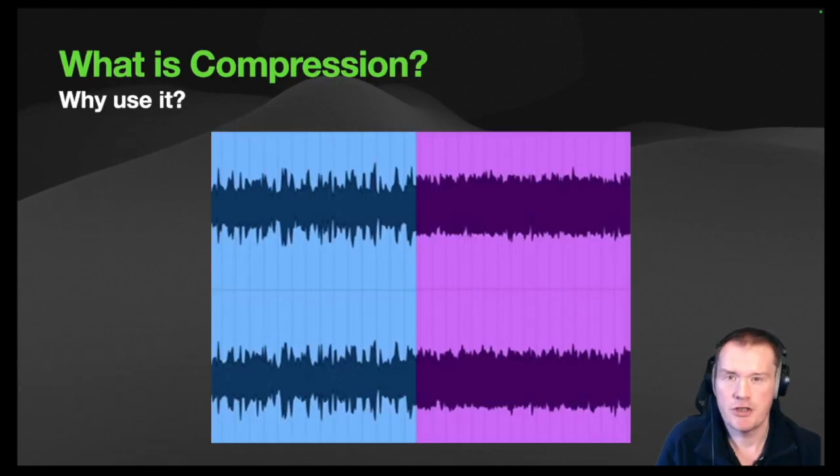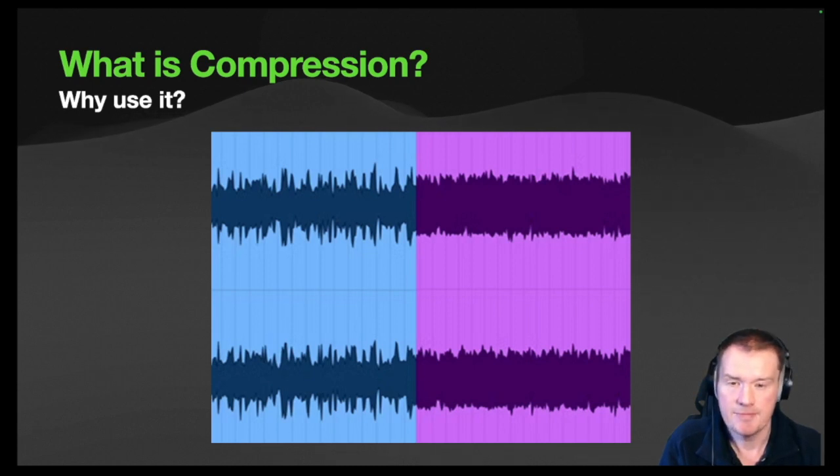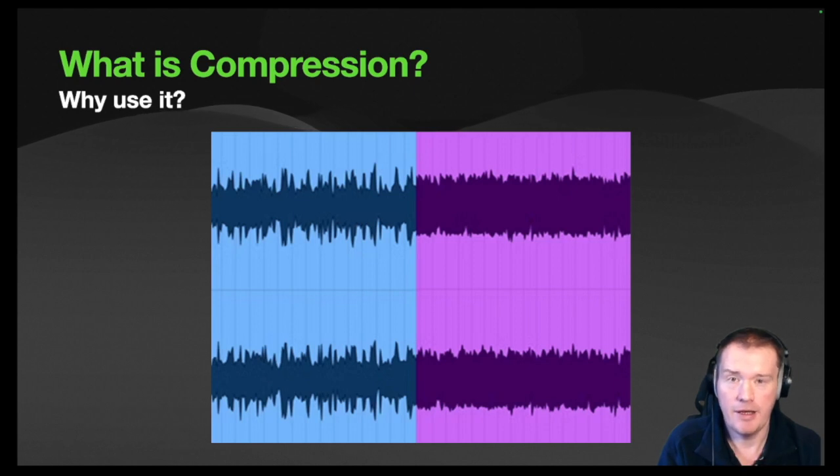So what is compression? At the end of the day, it is about reducing the dynamic range that a particular instrument or vocal has, or it could be applied to your entire mix, your master output. So in the blue there, you've got an uncompressed signal, and in the pink, a compressed signal. You can see there is less difference between the highs and the lows. So that is what is happening when we apply compression.